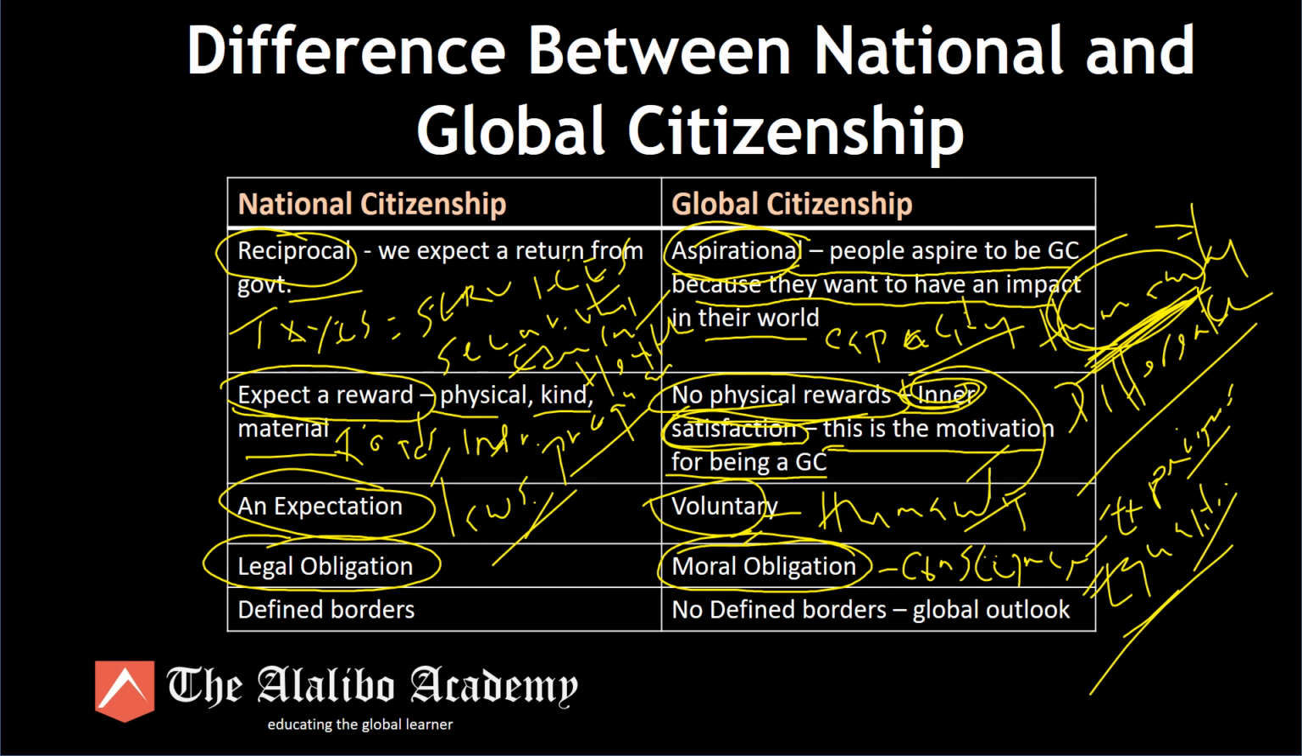And finally, national citizenship sees borders. They have defined borders, and usually, and this is a very important point, your responsibilities end at your borders. And once you leave your borders, you no longer have those responsibilities pertaining to that particular state or to that particular country. So there are defined borders on this level. But on the global level, there are no defined borders because of a global outlook. And the world becomes your border.